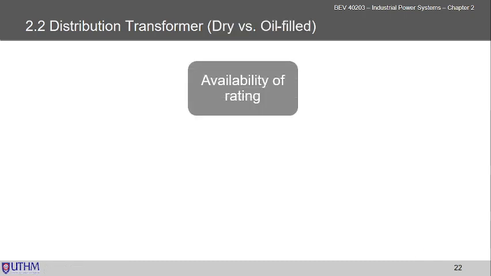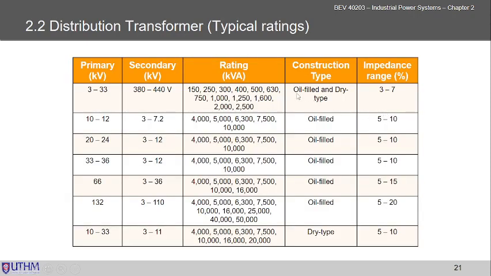And how to choose between the dry and oil types. It depends on four characteristics, or four specifications. Number one, we need to consider the availability of the ratings. Of course, the dry type transformer is only available in certain ratings, as we can see here. This is dry type, and this is dry type, and the rest are just oil types. So that means it's very limited in terms of availability.